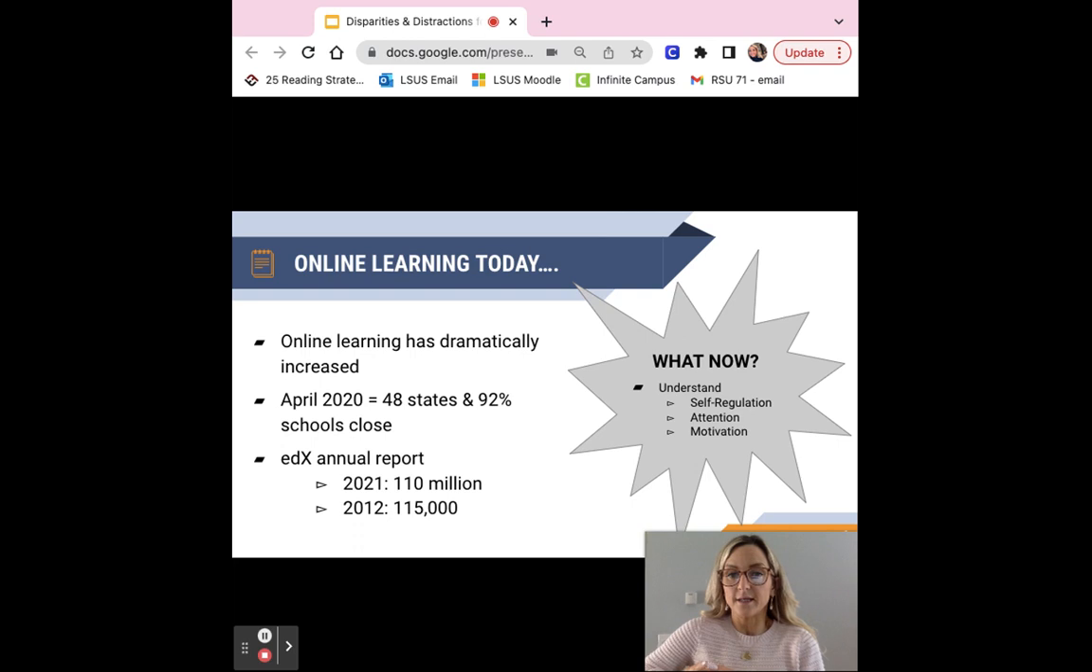I know that we can connect that very closely to April 2020 when 48 states and 92% of schools were closed because of the threat of the spread of COVID 19. I found an edX report that noted that in 2021, I think this was written in 2020, it was projected that 110 million students would be participating in an online course of some kind, or one class per student. 10 years prior, that number was only 115,000.